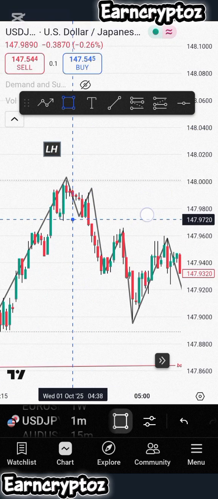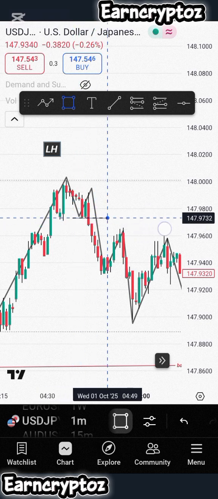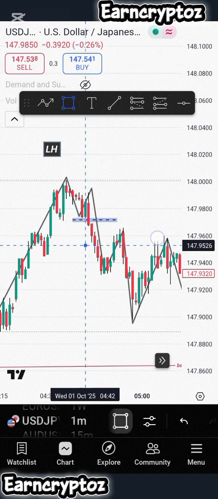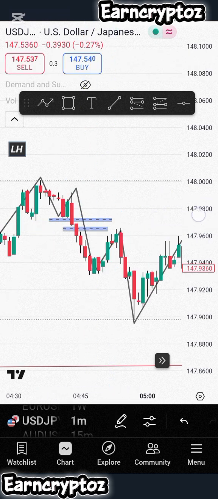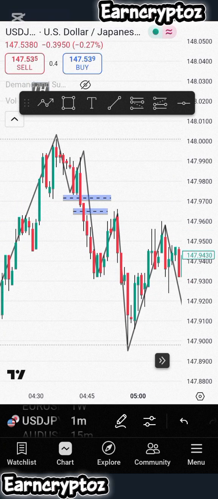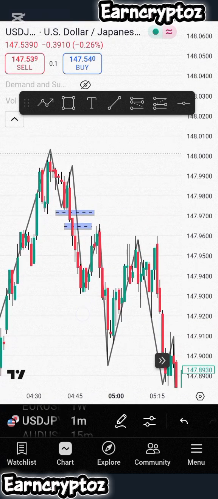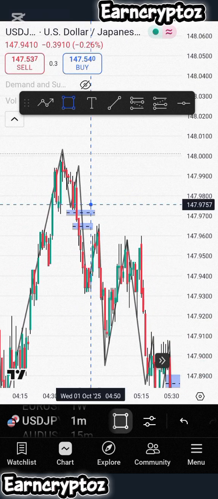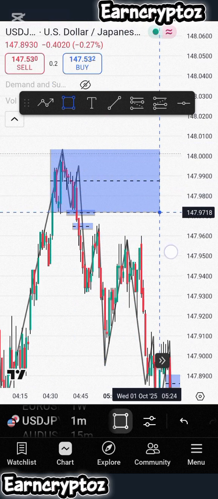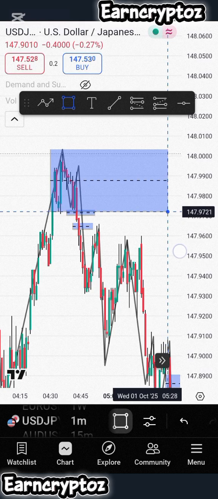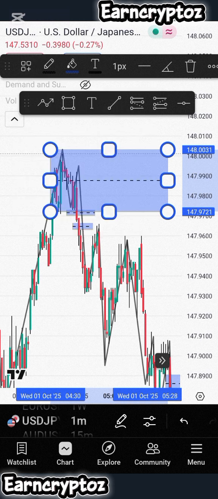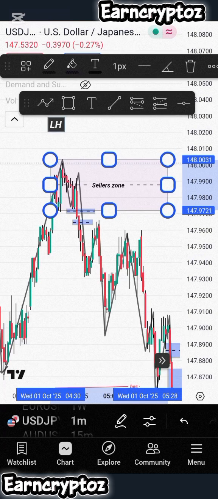So check, you can see there's a gap right here. Okay, there's also a gap here. This is the gap you need, the extreme gap. Once you see that extreme gap, all you have to do is just mark from the top of the lower high to where the gap is. That zone is your POI. For this case, they are sellers, so we're going to call it seller zone.